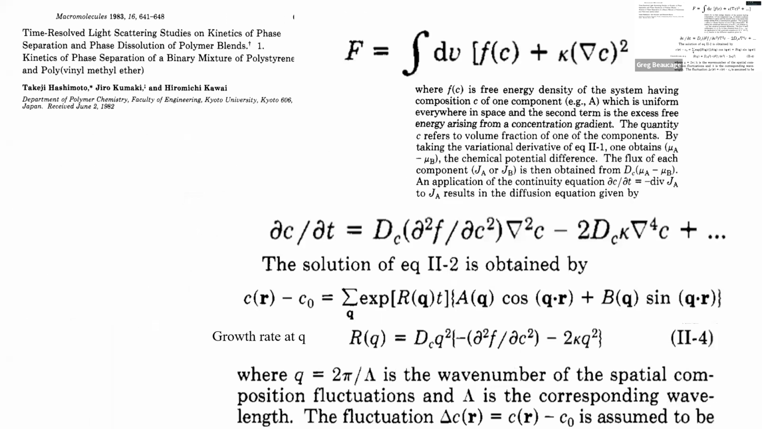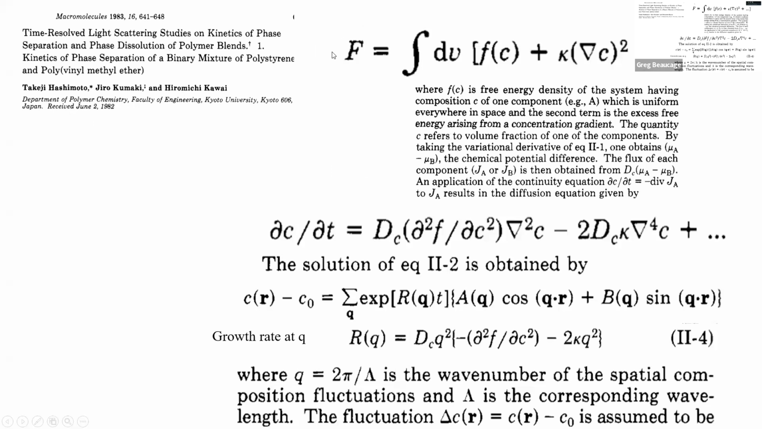this is from this paper by Takeji Hashimoto. He's kind of like the father of polymers in Japan, more or less, but he did quite a bit of work on spinodal decomposition. I think this was one of his first papers, like '82. If you look in the paper for this week, it's almost the same. Every spinodal paper has almost the same stuff in it, but I think this is maybe a little bit easier to read.